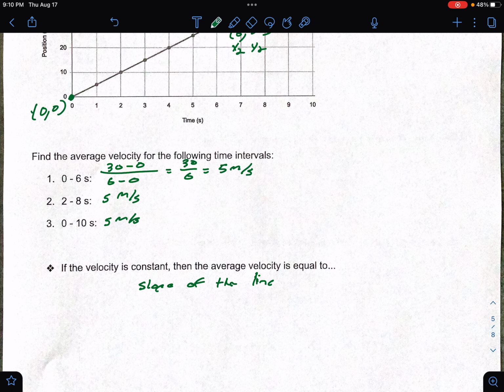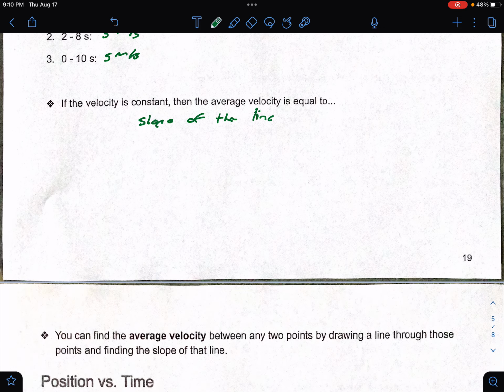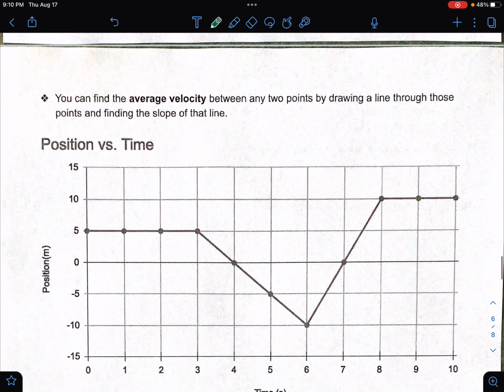So that's the easy graph, is just one nice line. So if I were to ask you find the velocity at 6 seconds or find the average velocity from 0 to 6 seconds, it's just going to be the same thing. Okay, now we're going to move on to a little bit of a different graph where we have different motions going on.